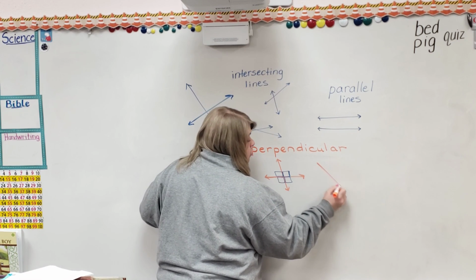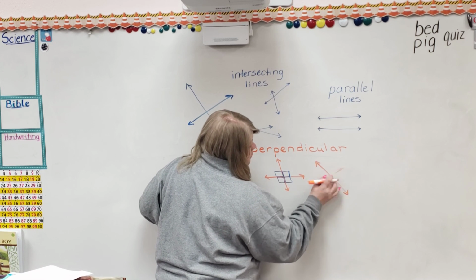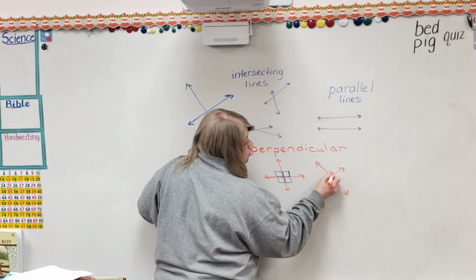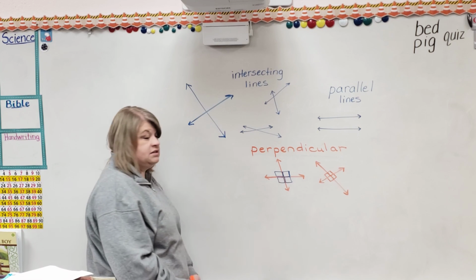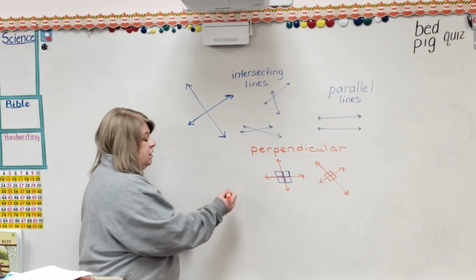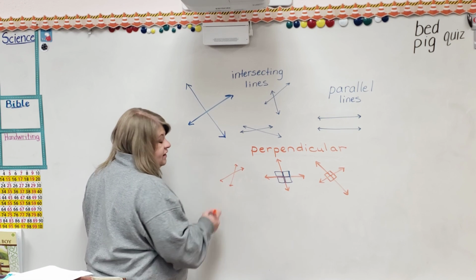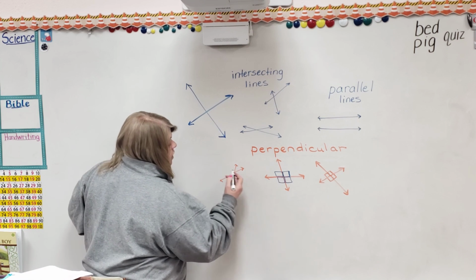They can also go in this direction. It doesn't have to be just straight up and down, but if they cross and the corners are squares, those are perpendicular lines, okay? Are these perpendicular lines? Nope, they're not. You're right.